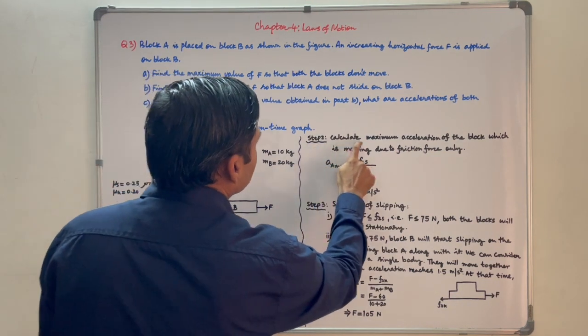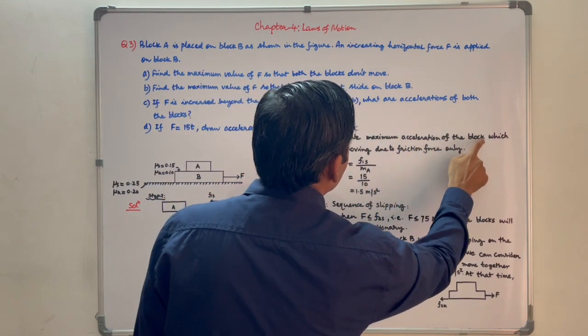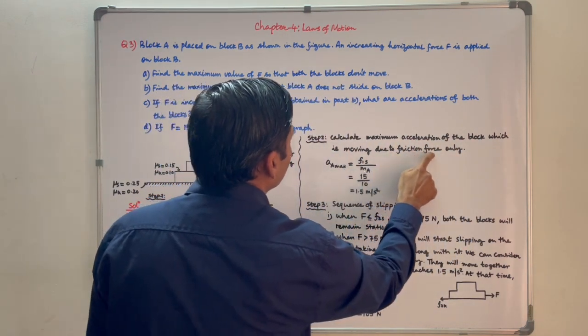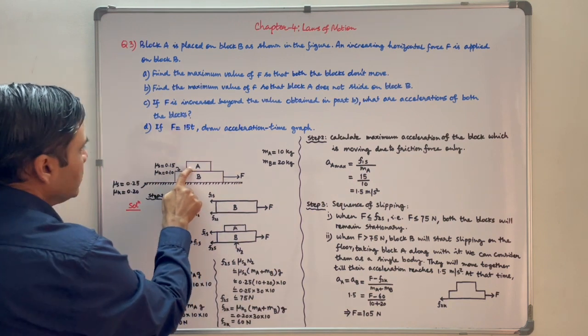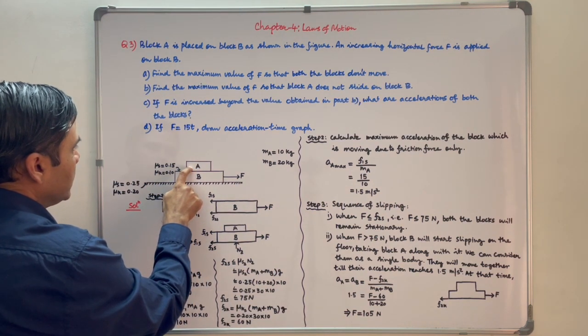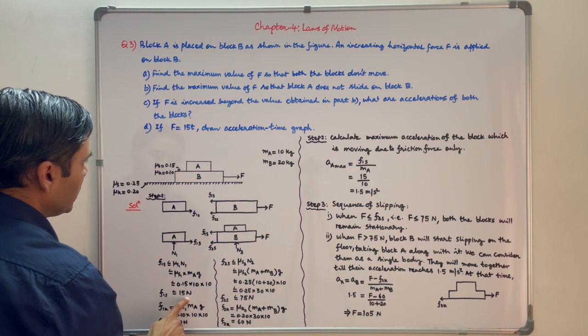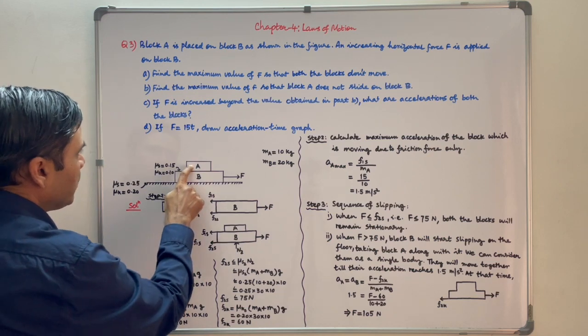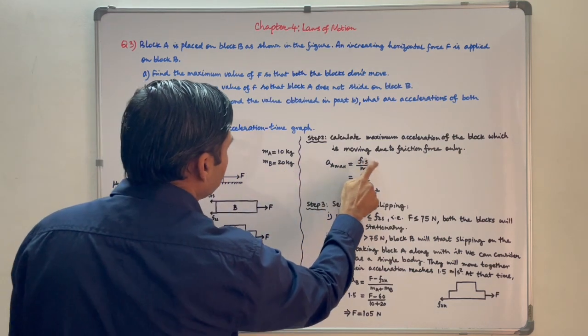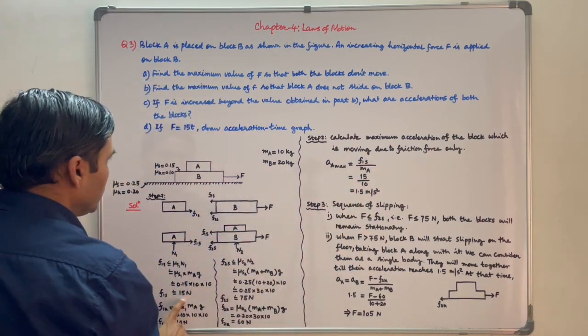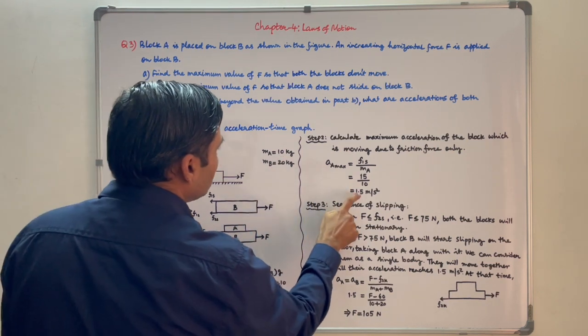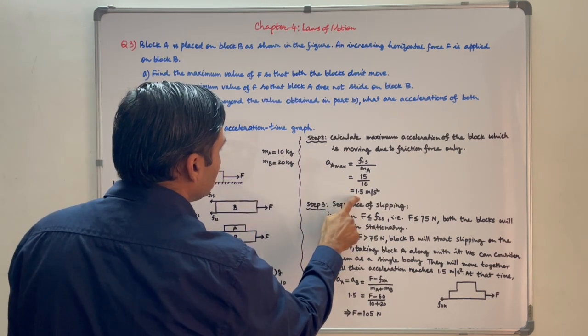Second step, calculate the maximum acceleration of the block which is moving due to friction force only. Block A is moving due to friction force only. Its limiting friction is 15 Newton. So it can reach a maximum acceleration of F1S upon Ma, that is 15 Newton upon 10 kg, which is 1.5 meter per second square.